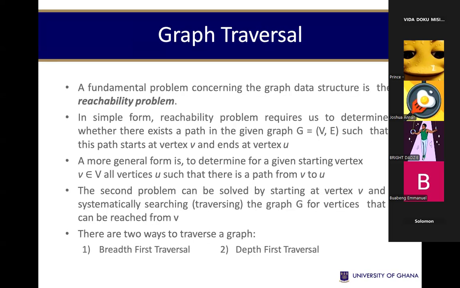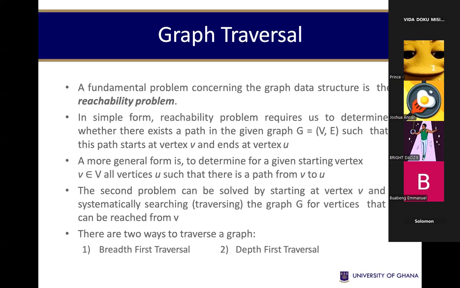The main thing has to do with a problem whereby we should be able to get what we call the reachability problem. The reachability problem is whereby I should be able to start with a particular node and then hit a particular destination node. In simple form, the reachability problem requires us to determine whether there exists a path in the given graph such that this path starts at the vertex V and ends at the vertex U. So once I'm at the vertex V, I should be able to reach U by navigating through some possible path.